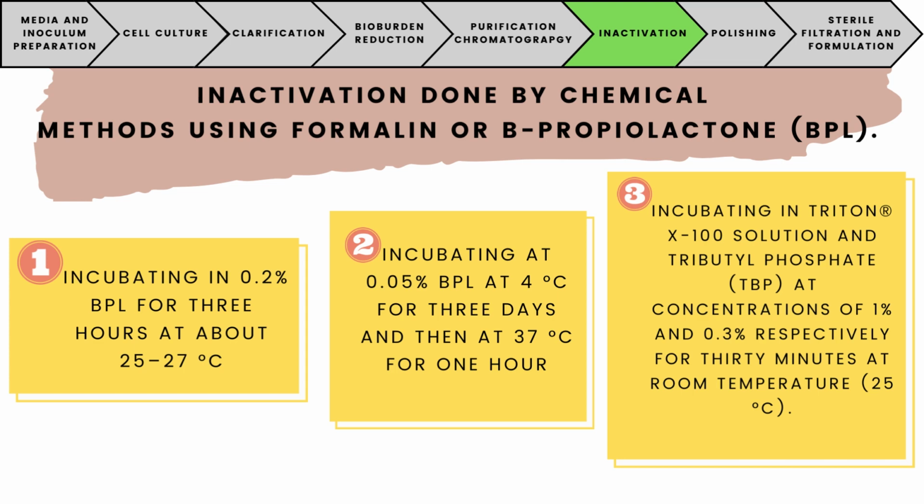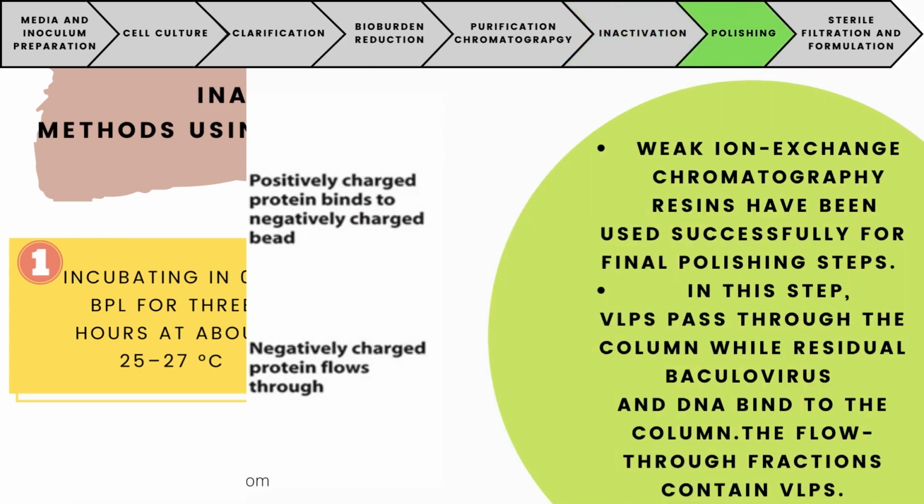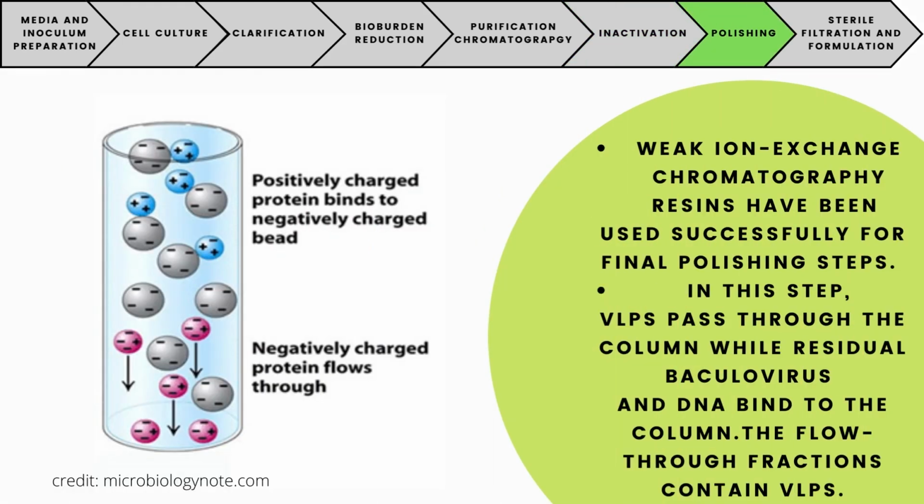As a safety measure, some manufacturers will perform inactivation of baculoviruses prior to removal. Inactivation is done by chemical method using formalin or BPL. For the polishing step, weak ion exchange chromatography resin has been used successfully. In this step, VLPs pass through the column while residual baculovirus and DNA bind to the column.